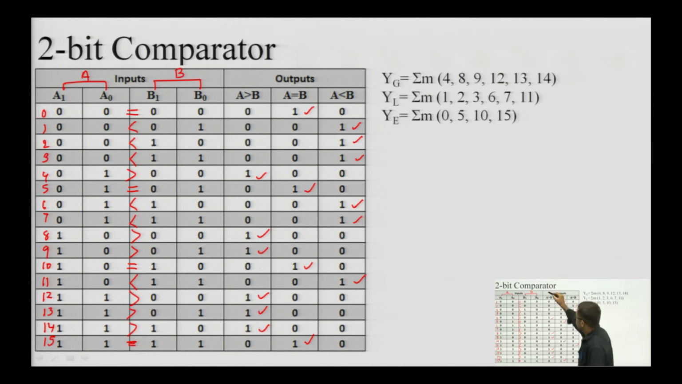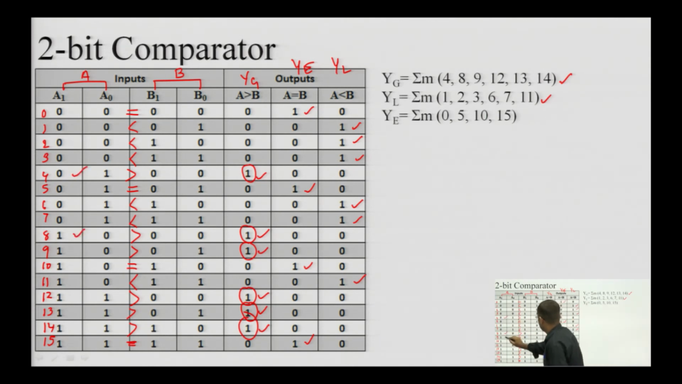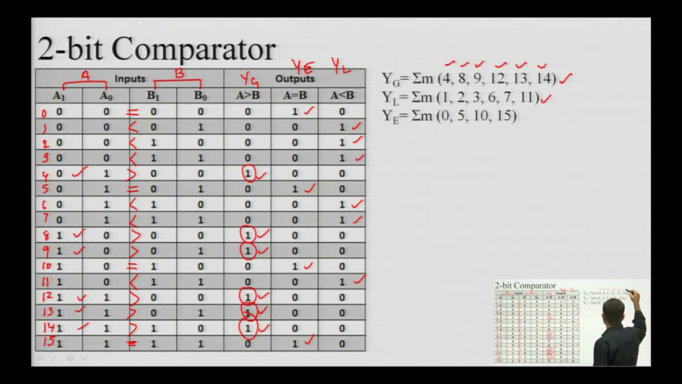If we check this y g column, y e column and y l column, we can find the min terms. So, these are mentioned here. We can see that y g is 1 at these places, which can be referred as 4, 8, 9, 12, 13, 14. So, 4, 8, 9, 12, 13 and 14.